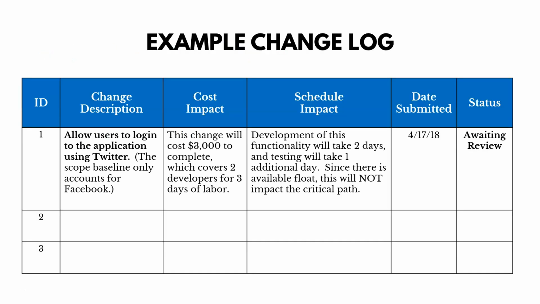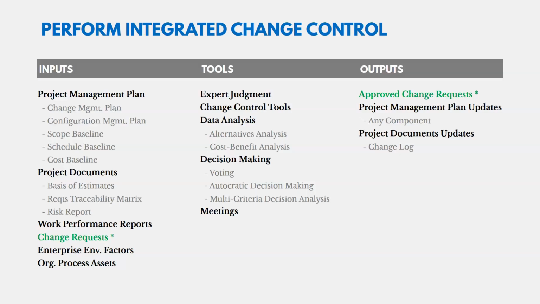And this is just an example of a change log. Anyway, this could be an output or something that we're updating as we're going through this process, and we're just going to track whether things got approved or not. And then we've got approved change requests.